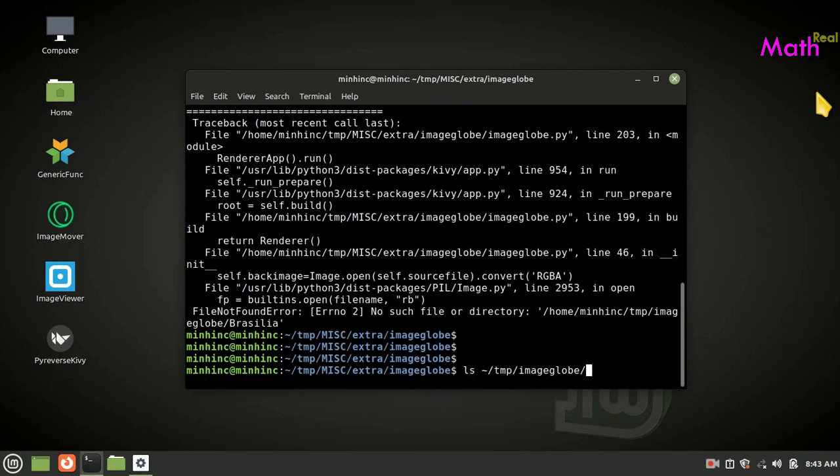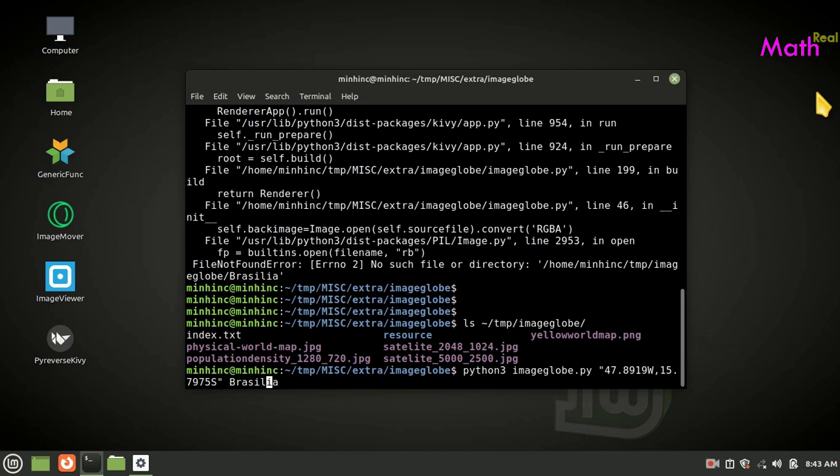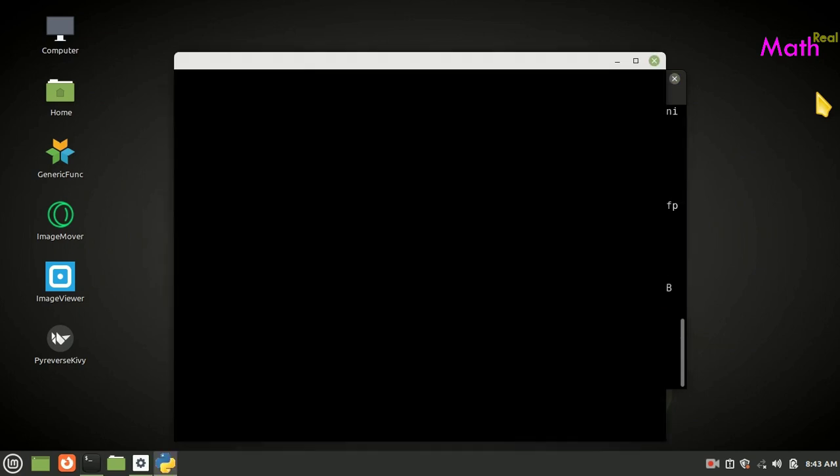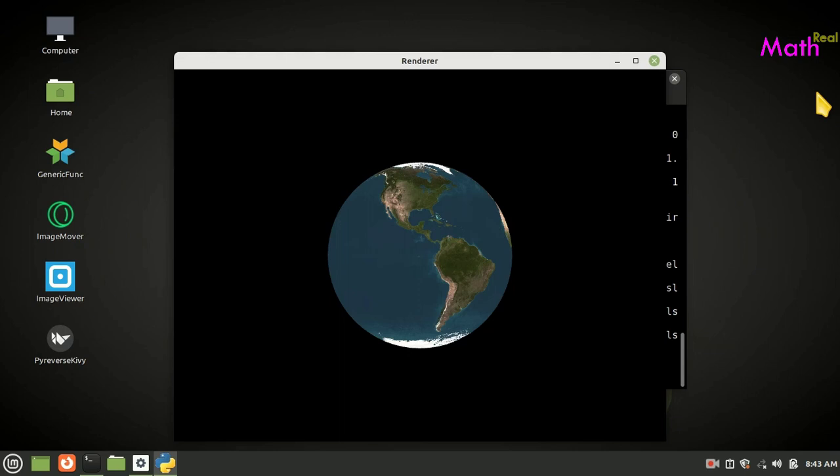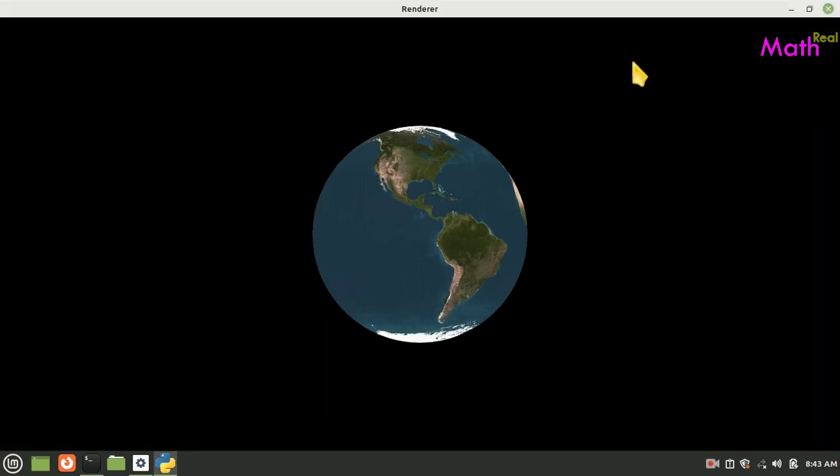Okay, so we'll try again. Satellite 520481024.jpg. Okay, so we are getting the globe. Now, if I just click the mouse on this window, it would start rotating and it would come to Brazil, Brasilia.